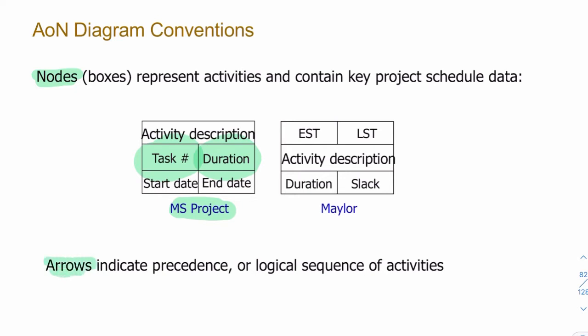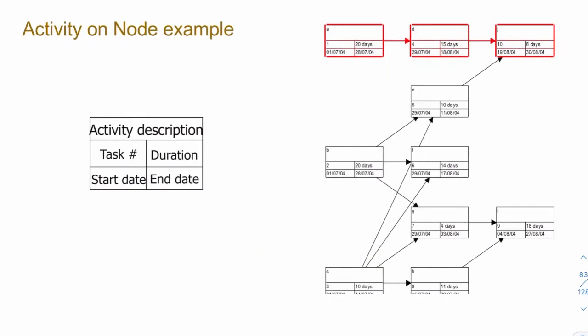The arrows, that's where you will actually see the sequence of activities. This is because we're using AON, so activity on the node rather than activity on the arrow. So this is what an AON diagram might look like. This is using the Microsoft Project format.